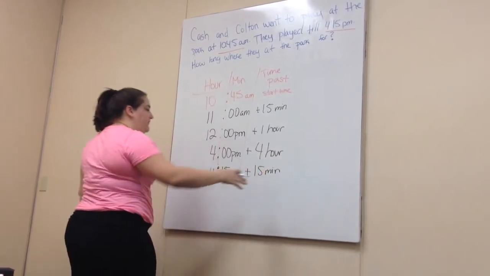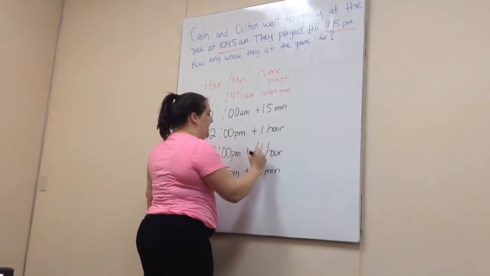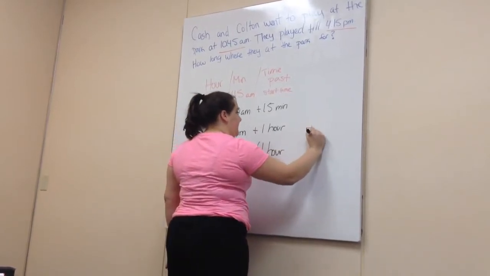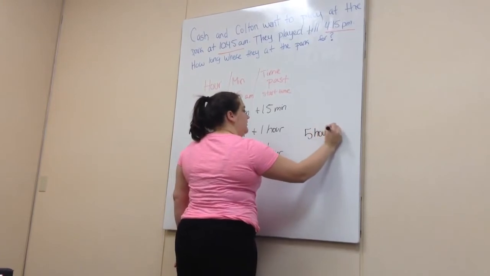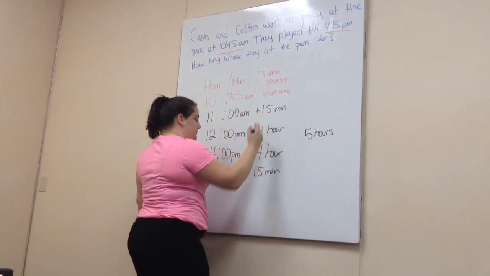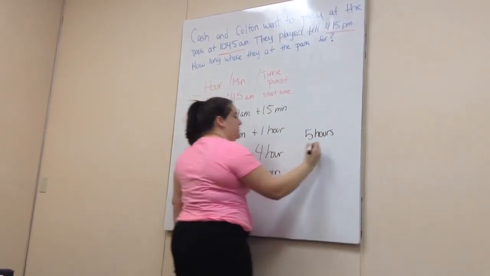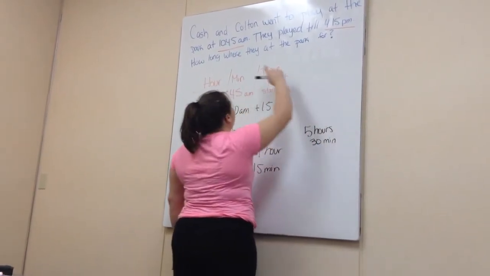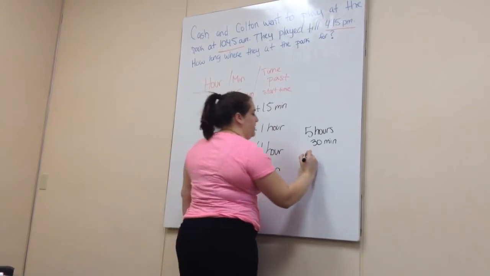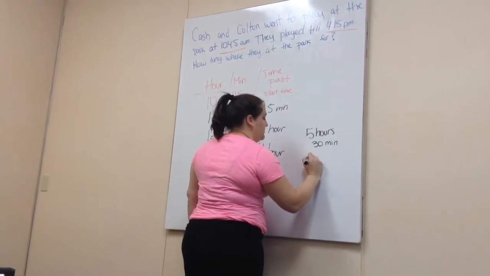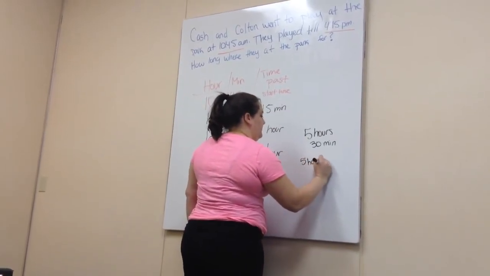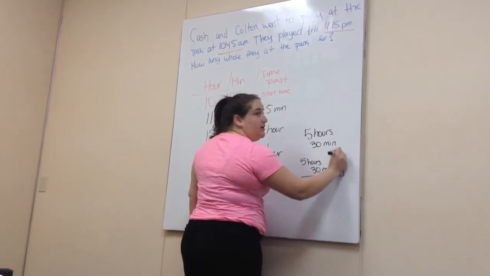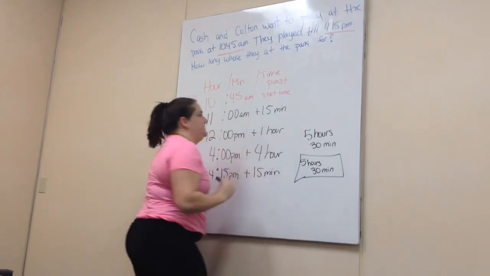So how we're going to find the complete time is we're going to add this. So we have 4 hours and 1 hour, so that makes 5 hours. And then we have 15 minutes and 15 minutes, which is 30 minutes. So the total time that they were at the park, it's going to be 5 hours and 30 minutes. And that's how you use the make 60 approach.